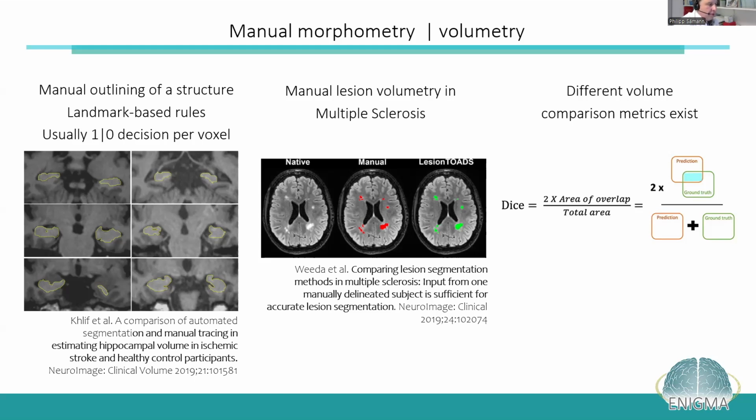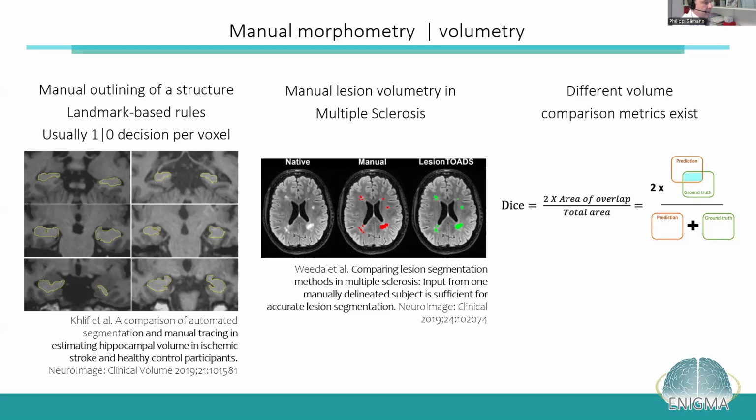This technique has been extensively used, for example, for measurements of the hippocampal volume. You can also measure pathological spots of tissue, for example, lesions that are standing out bright here on this FLAIR image. There are both manual techniques and automated techniques. You can compare these techniques by, for example, using the DICE index.